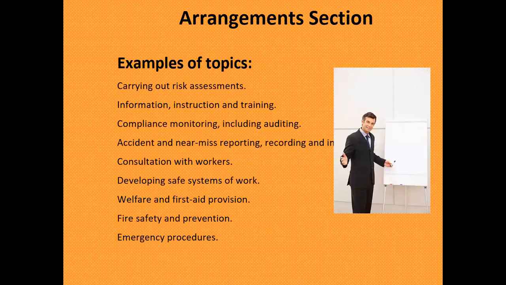In the arrangements section, here we have examples of topics: carrying out risk assessment, information, instruction and training. These are all bullet points for the arrangements section. Like we will carry out the risk assessment, we will give training, we will give adequate information, we will ensure compliance and monitoring. It includes audits, inspections, surveys, workplace inspections, accident and near miss reports, recording of injury records, like how many accidents happen in the workplace. These are also a type of monitoring.